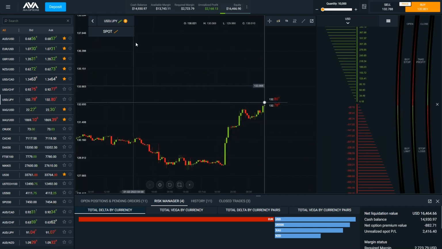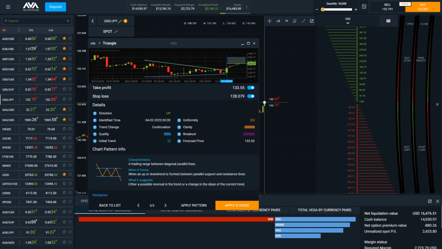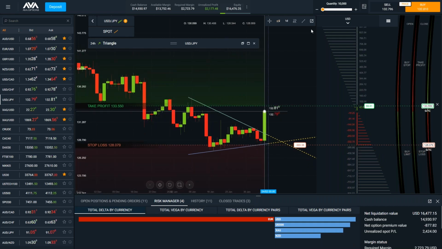Let's look at dollar yen. We've got a breakout that was identified a couple of days ago on the 4th. Apply the pattern, and that's working. Pattern was identified, market's been moving higher. You can see it right here in the chart. You can remove it from the chart, you can leave it in the chart, you can execute it with the take profit and stop loss that was recommended.